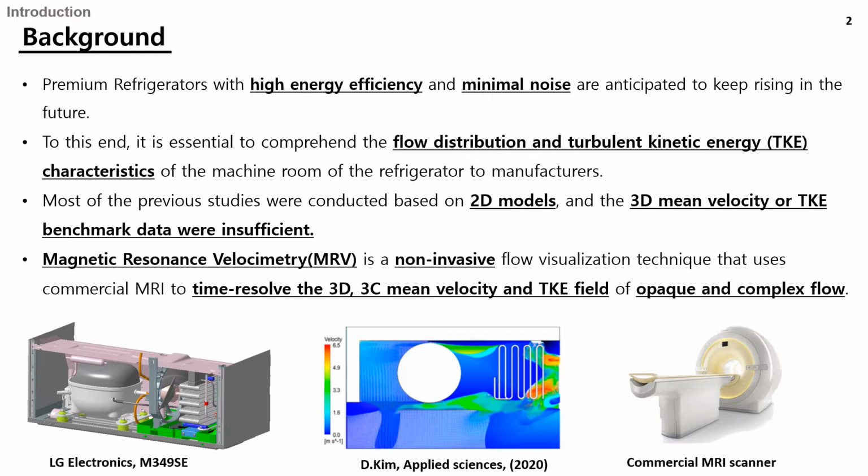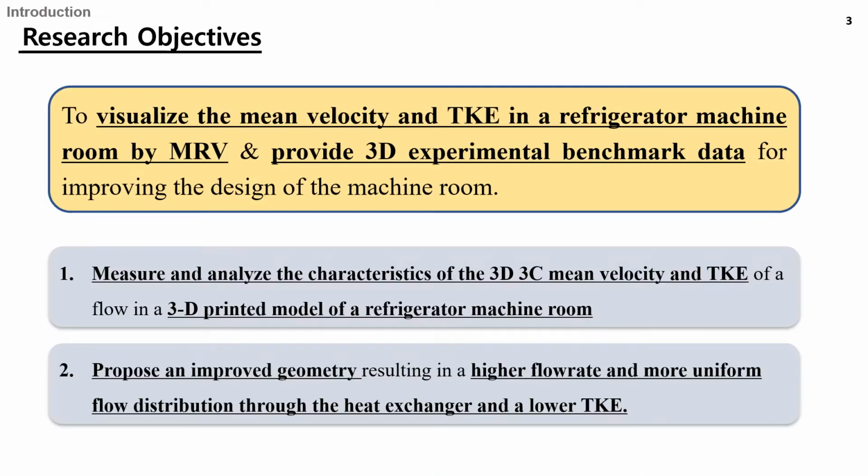MRV is a flow visualization technique that can be applied to opaque and complex flow to obtain three-dimensional mean velocity and TKE by using a conventional MRI scanner. Therefore, the objective of this research is to visualize the mean velocity and TKE in a refrigerator machine room by MRV and provide three-dimensional experimental benchmark data for improving the design of the machine room.